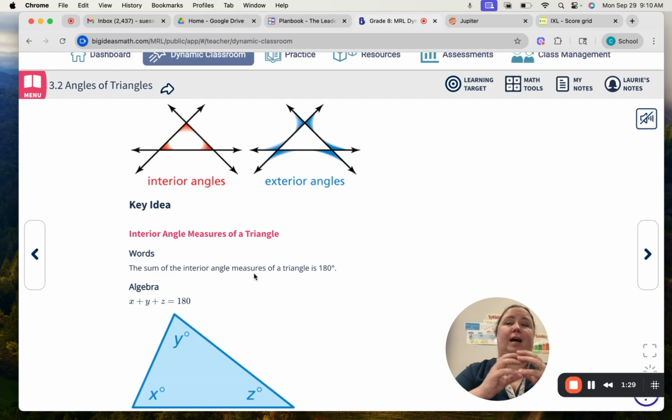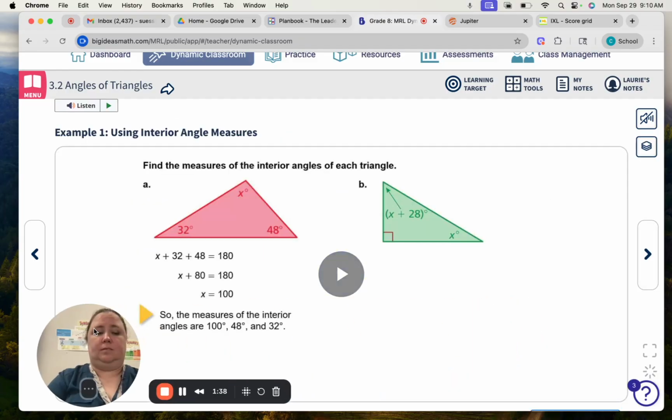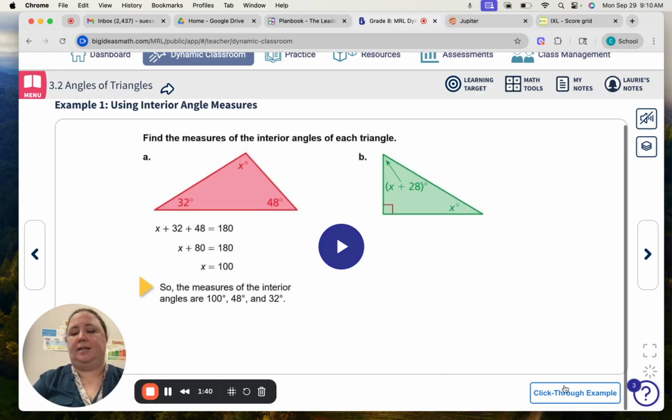You just need to know that if you add up all the inside angles of a triangle, it adds up to how much? 180. Very good. So can you imagine we're probably going to do that a bunch today?